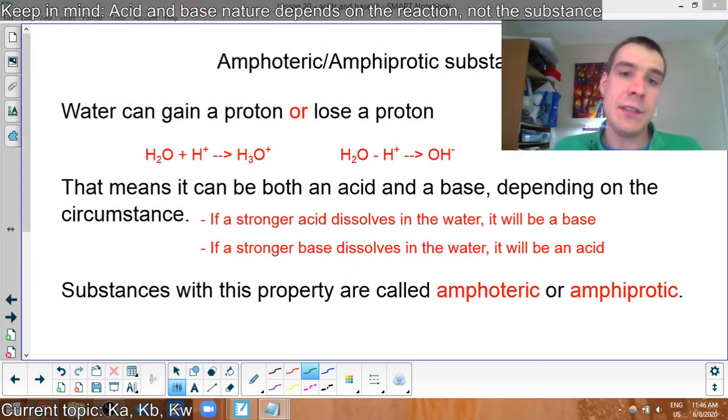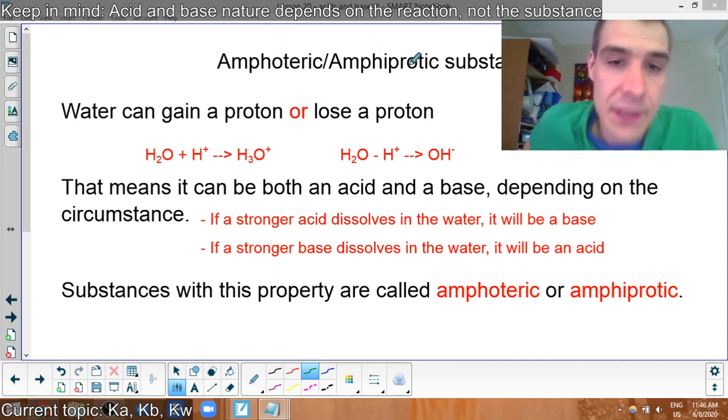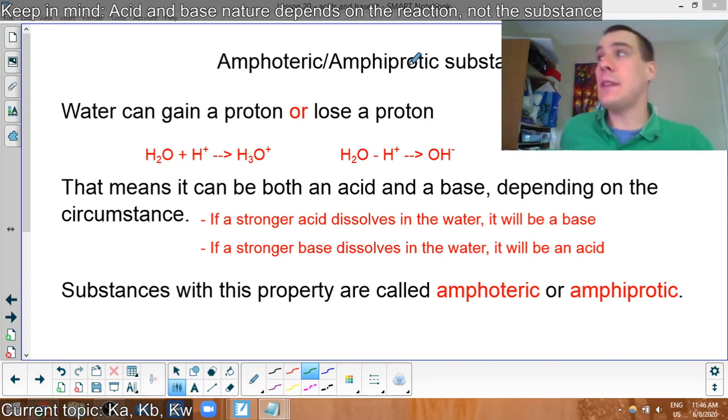So we've established now that water can act as an acid or a base, or if we want to be a bit more specific, acid and base nature depends on the reaction, not the substance. So here we're going to talk about amphoteric or amphiprotic. Those are both words for the same concept, substances. Water, we've seen, can gain an H plus and become H3O plus, or lose an H plus and become OH minus. It means it can be an acid or a base, depends on the circumstances.